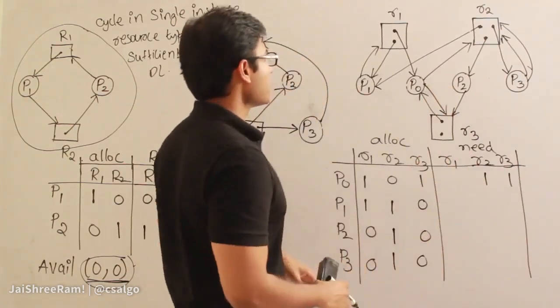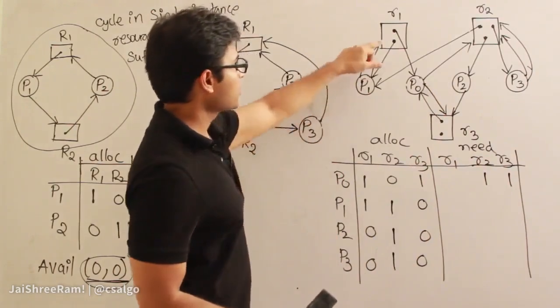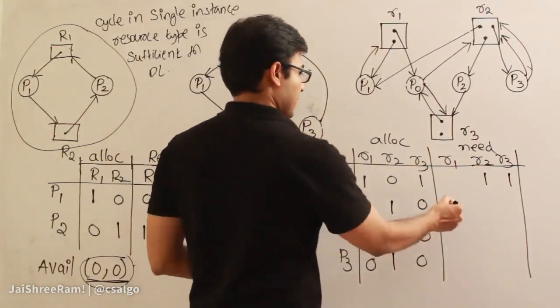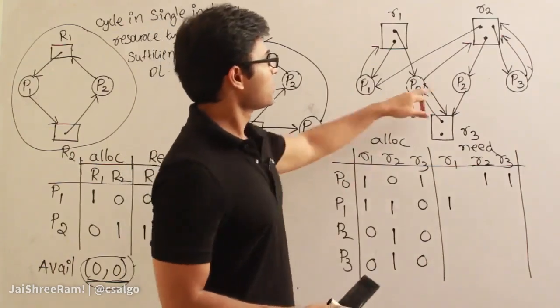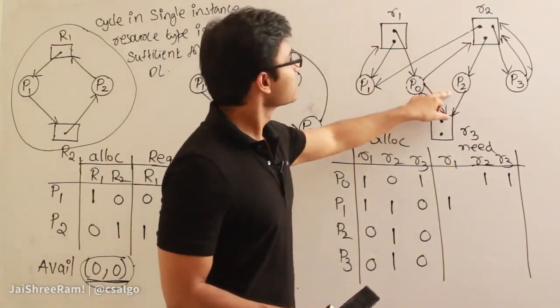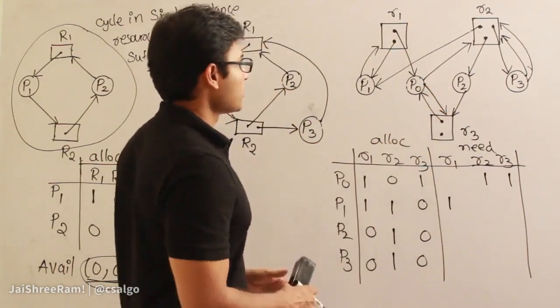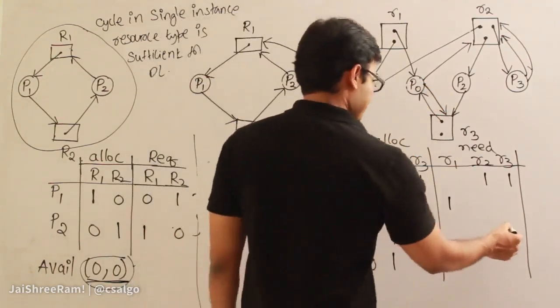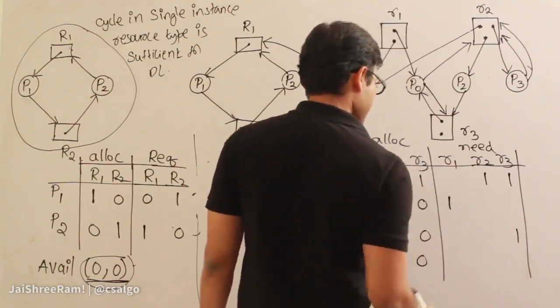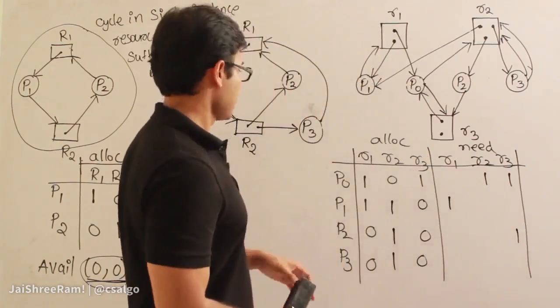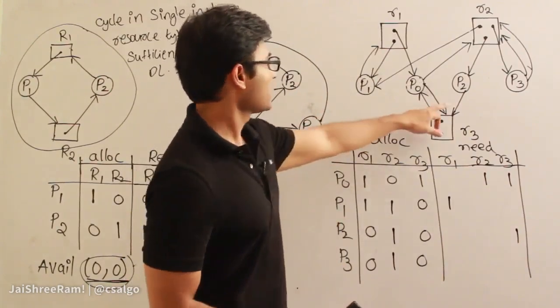And what about P1? P1 requires one instance of R1, fine. And P2 requires one instance of R3, here, right? And P2 requires one instance of R3.